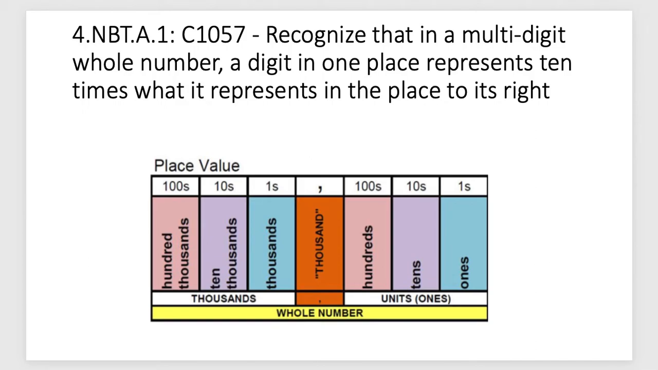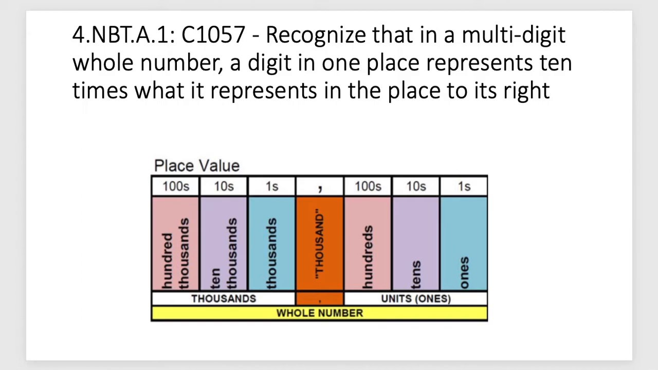This video is about recognizing that in a multi-digit whole number, so a number with lots of digits, a digit in one place represents 10 times what it represents in the place to its right. What I have on the screen here is a place value chart, and it just shows some of the different place values. The one farthest over on the right is the ones place.